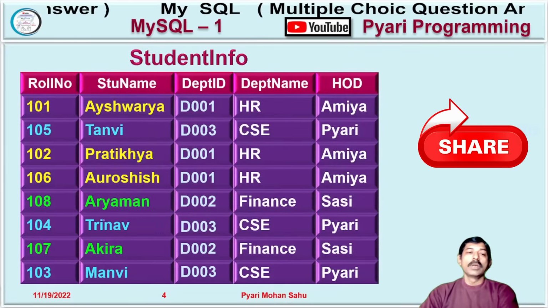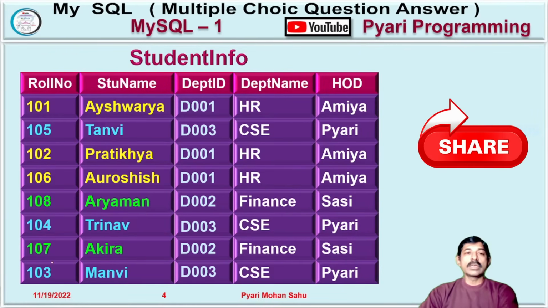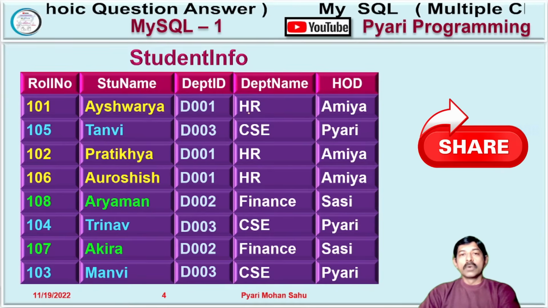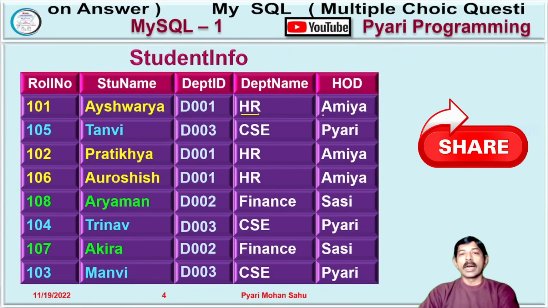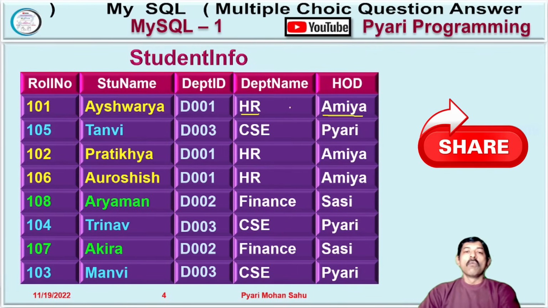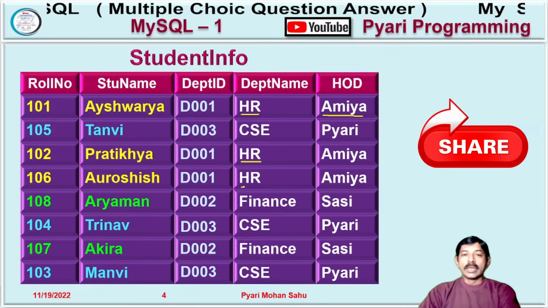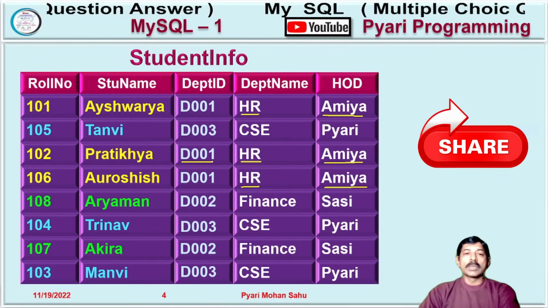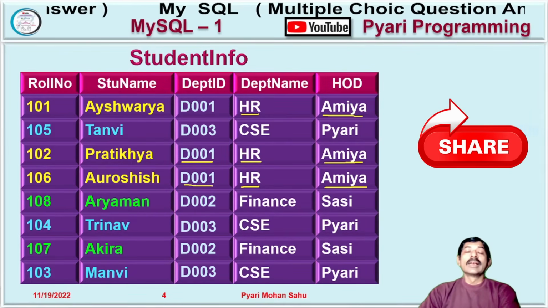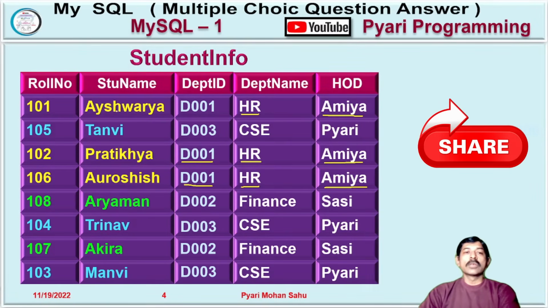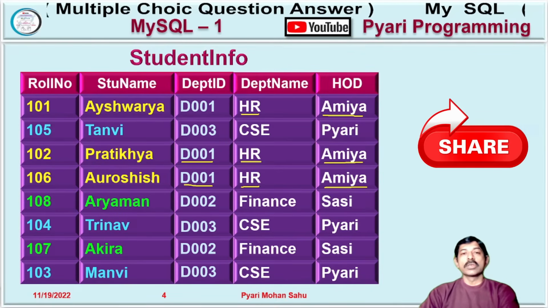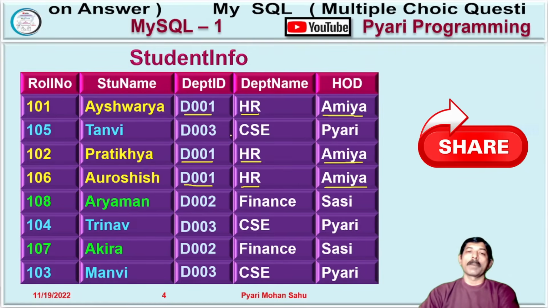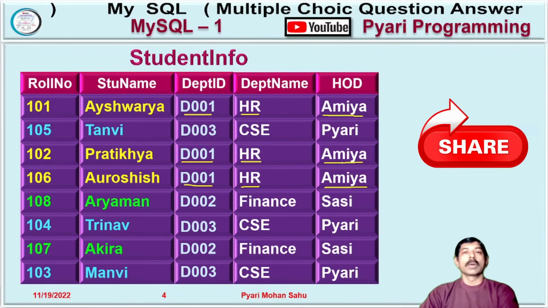Let's see an example. Suppose this is my table. In this table, student name is Aishwarya, belongs to the department D001, whose department name is HR and it is headed by Mr. Amia. So wherever I have the HR department, its HOD must be Amia and the department number must be D001. Then it is called data consistency. The student Aishwarya, Pratiksha and Arosis all belong to the HR department, so D001 must be the department ID and HOD must be Amia in all the places.